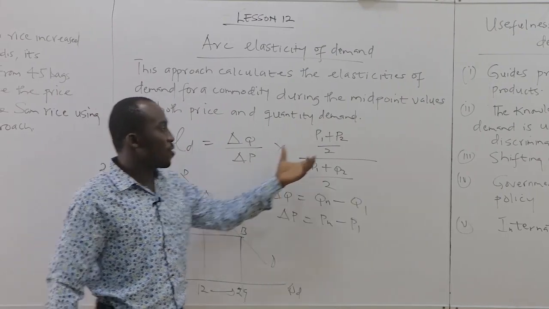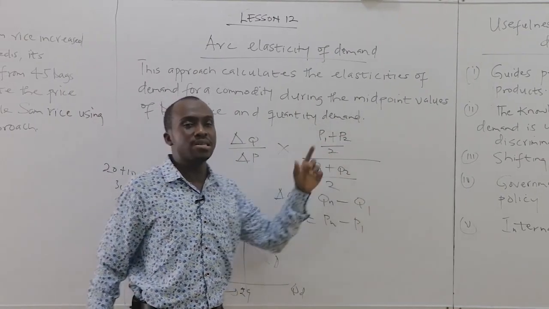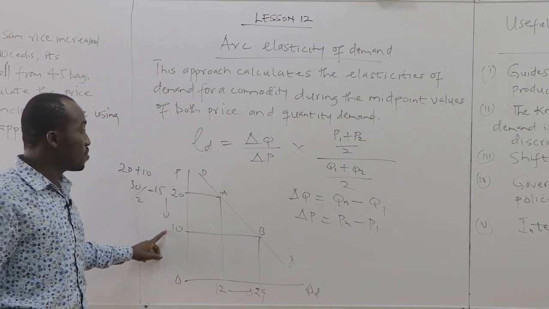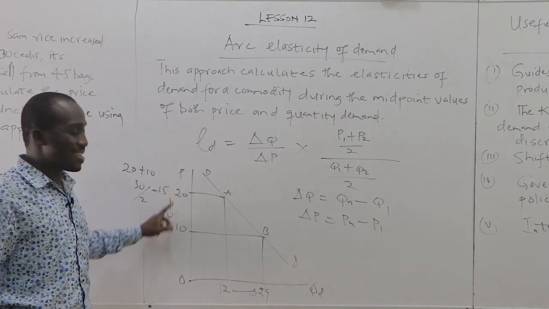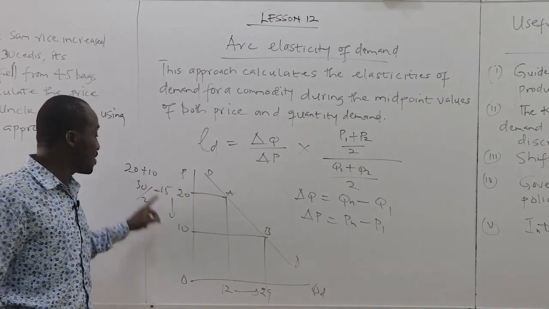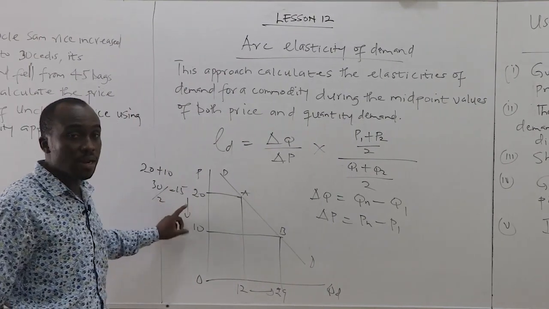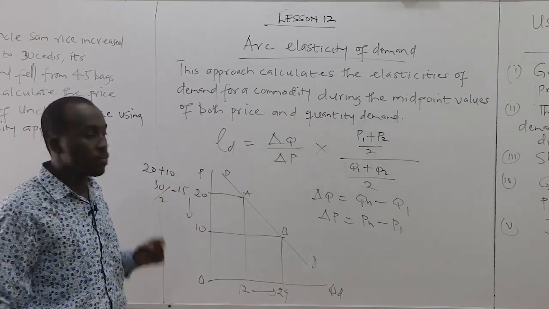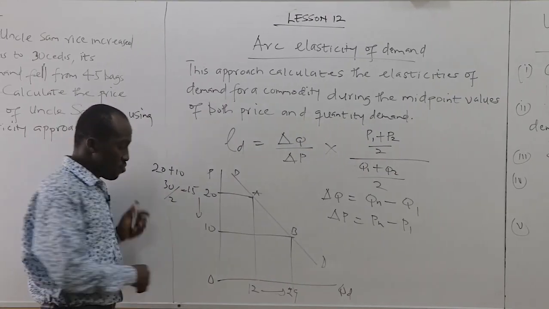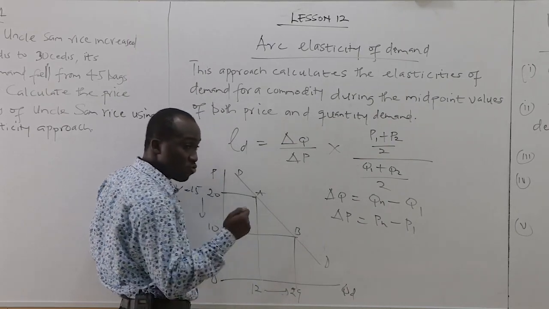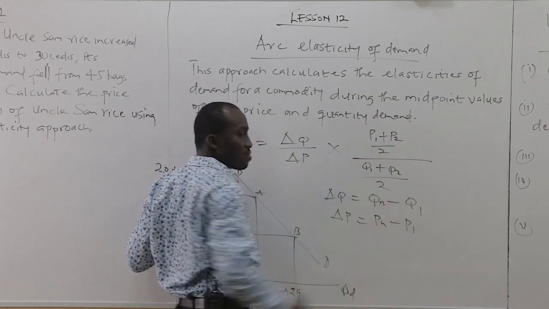So when you come here, you're going to use the midpoint. What's the midpoint? 20 plus 10 will give you 30, divided by 2. So you don't use only one of the prices, you use the midpoint value. When it comes to the demand, we have 12 and 29. So you add 12 and 29 and divide it by 2. So that you use the average.